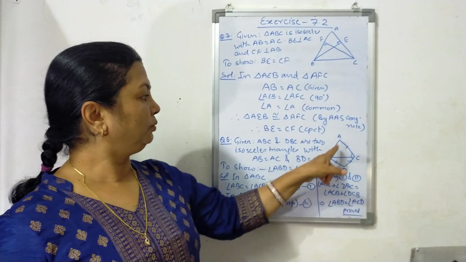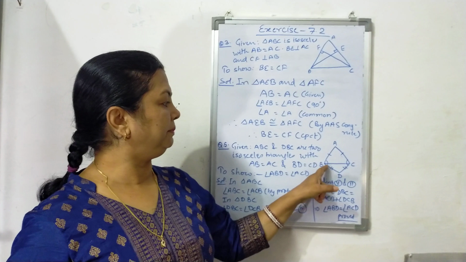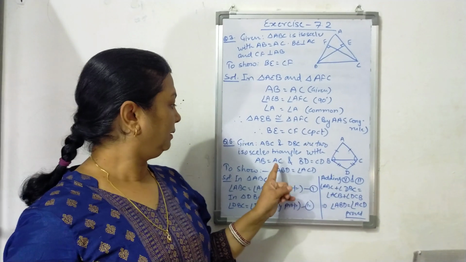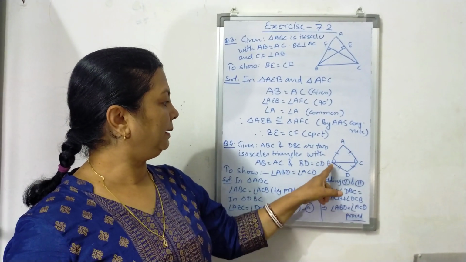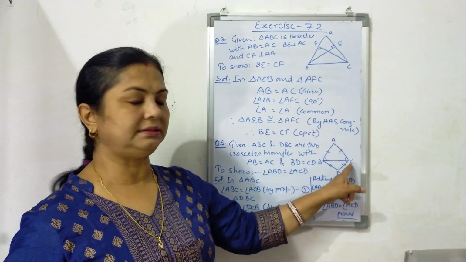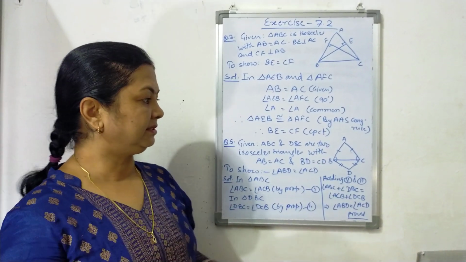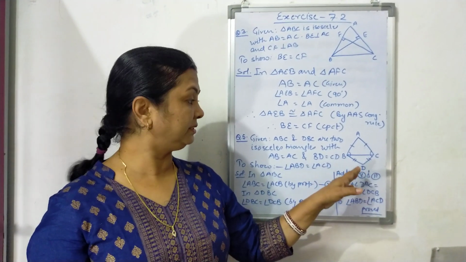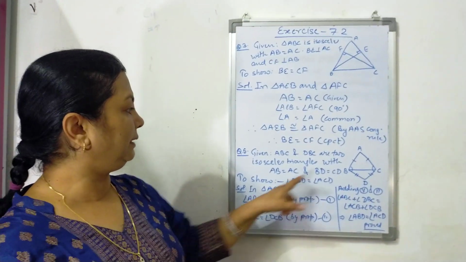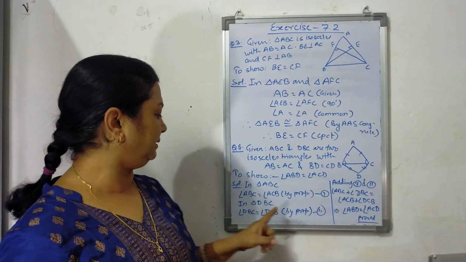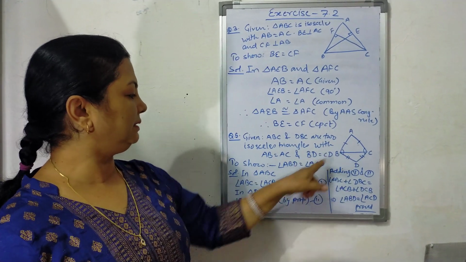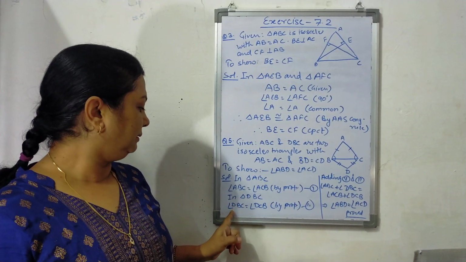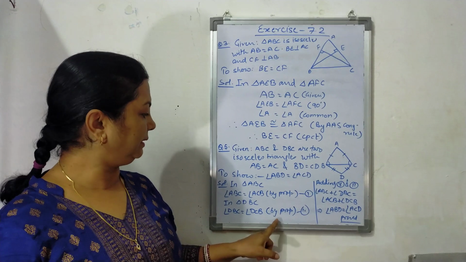In this question, two triangles ABC and DBC are isosceles triangles on the same base BC, and we need to prove angle ABD is equal to angle ACD. It's very simple. Just now I explained the isosceles triangle property. So this property we need to use to prove this question. In triangle ABC, since AB is equal to AC, therefore angle ABC will be equal to angle ACB by property. Similarly, in triangle DBC, angle DBC is equal to angle DCB, again by property.